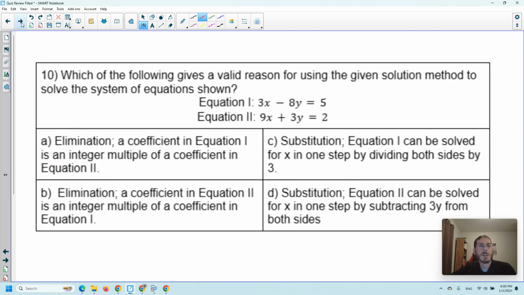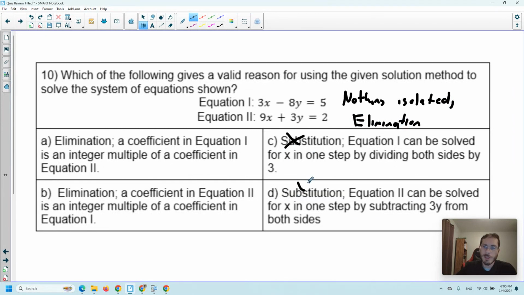All right. For number 10, which gives a valid reason for using the solution method to solve the system of equations shown? So we have our 2. Again, since it's set up like this, it probably looks like it's going to be elimination. We wouldn't want to graph it unless we were using Desmos, and graphing is not even a choice, so we're not even going to graph it. So between the two, the reason I want to pick elimination is because the x's and the y's are both on the same side. So nothing is by itself. Nothing is isolated. So that kind of gives me the hint that I want to use elimination.